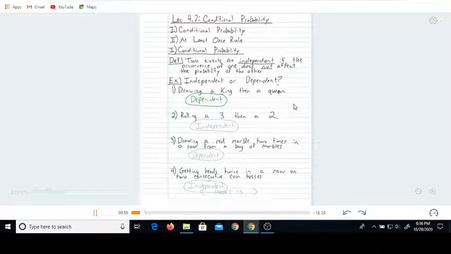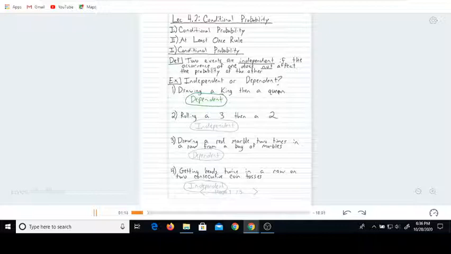Because the moment you draw a king from the deck, you have changed the deck of cards. There's no longer 52 cards in that deck. You have thus changed the probability of getting that queen. So if you draw a king, the probability of you getting a queen on the next draw is a little bit higher, because now there's 51 cards in the deck instead of 52.